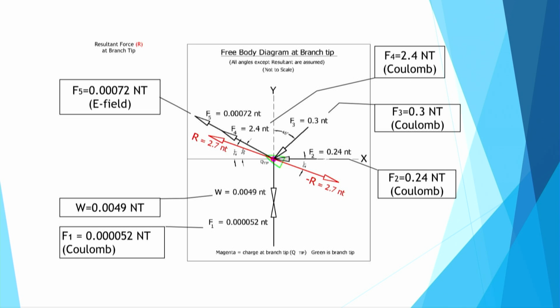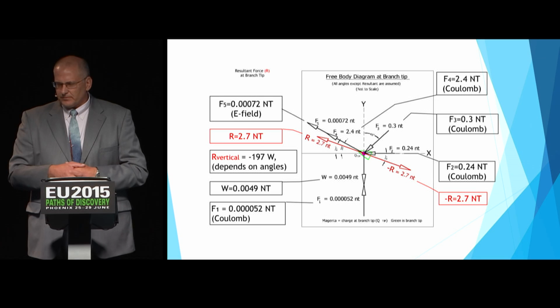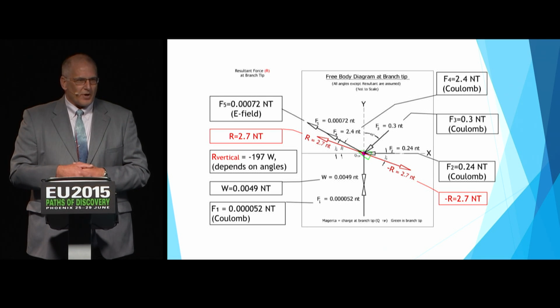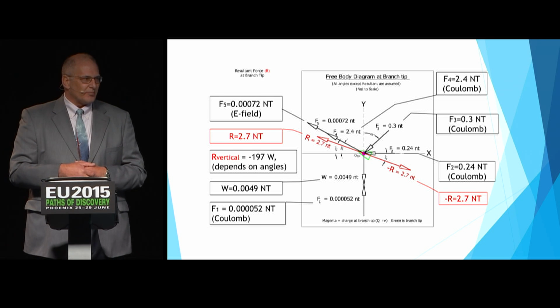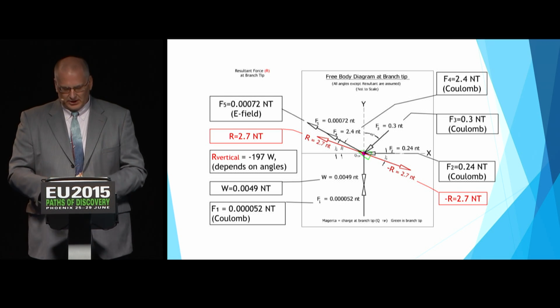F5 is the electric field force between the tip and the branch, and it's 0.00072 newtons. And you can see the resultant force is 2.7 newtons at 21 degrees, and the original angles were assumed 30 degrees, so it dropped. And then there's an equal and opposite force on the other side holding the thing onto the branch. So that gives a resultant vertical force of approximately 197 times the weight of the tip pushing up. But you can see that depends on the angles I assumed.